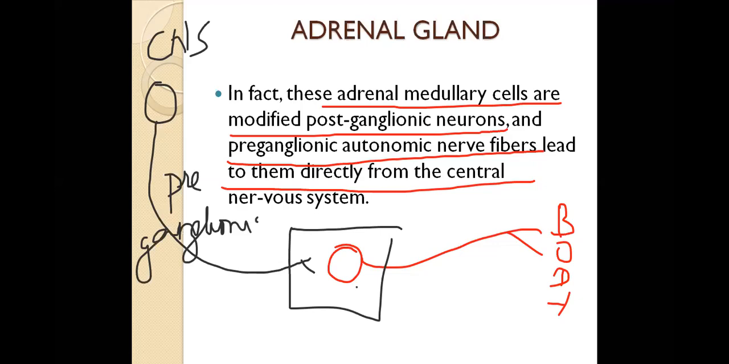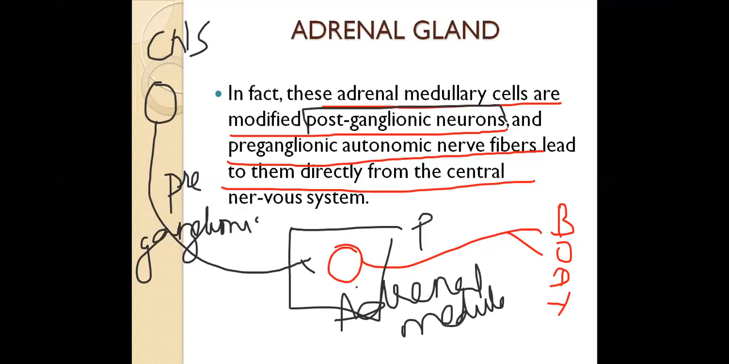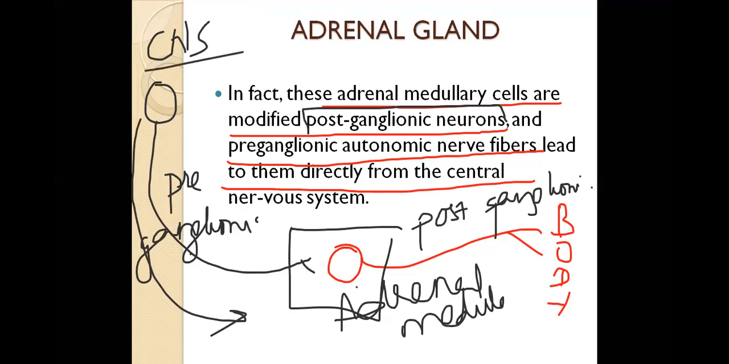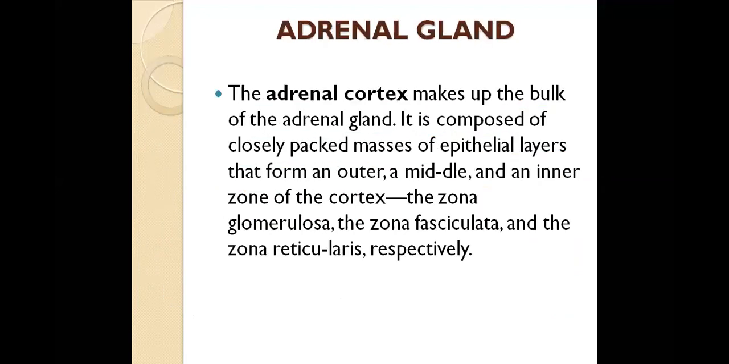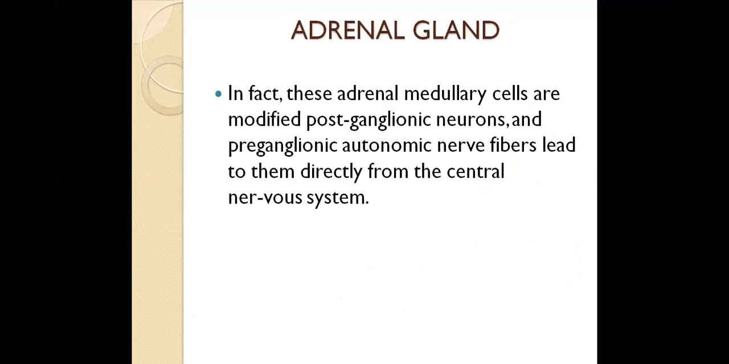Let me show you once again. These are the adrenal medullary cells I'm talking about. Adrenal medullary cells are the modified post-ganglionic neurons, and preganglionic autonomic nerve fibers lead to them directly from the central nervous system. That means whatever we learned in the case of the sympathetic nervous system, the same issue we are talking about here also. That's why we are comparing with the sympathetic nervous system.